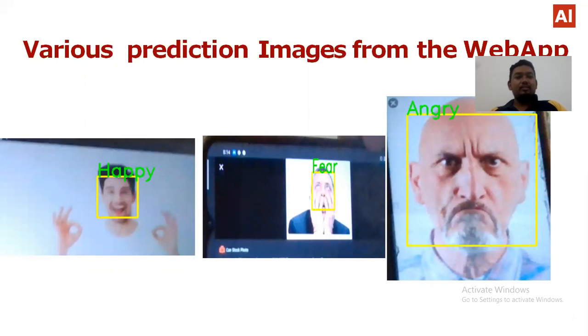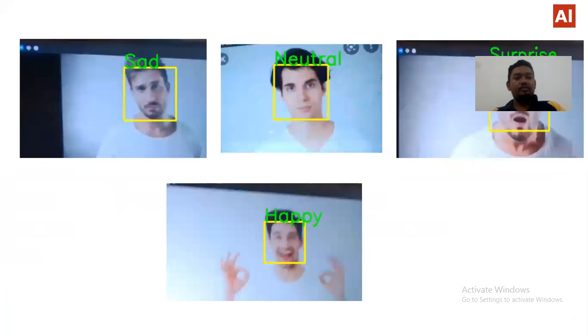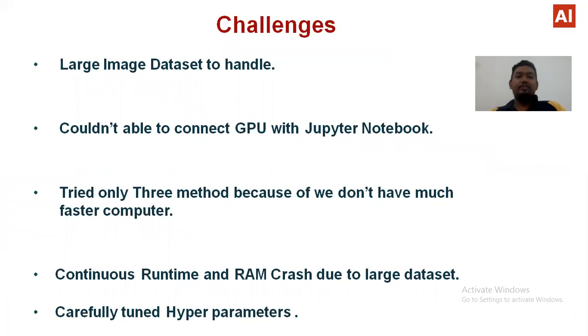So these are the outputs of our model. These are various predictions of images from the web app: sad, happy, neutral, natural, surprise, and happy.